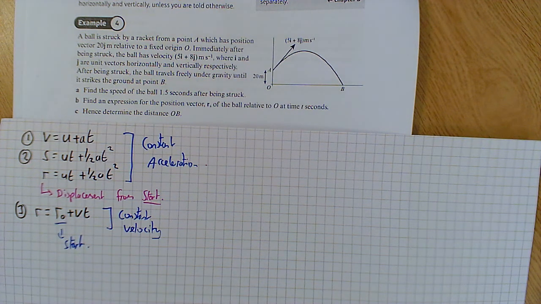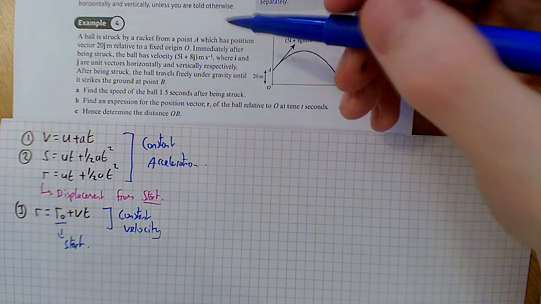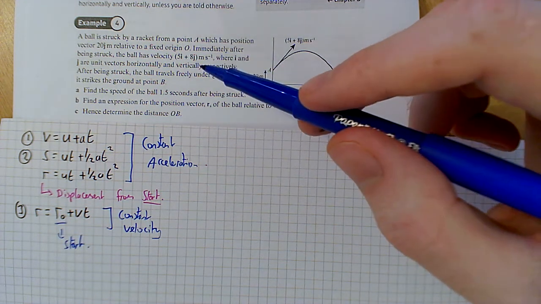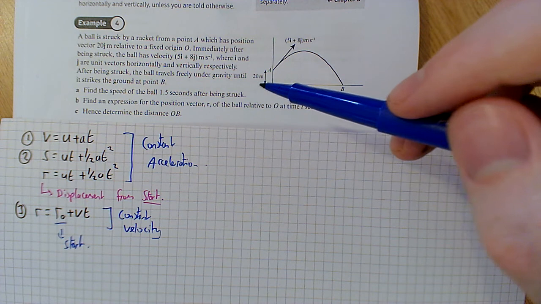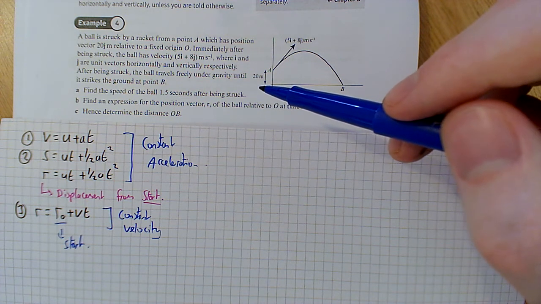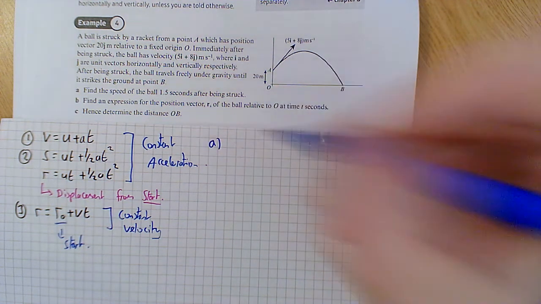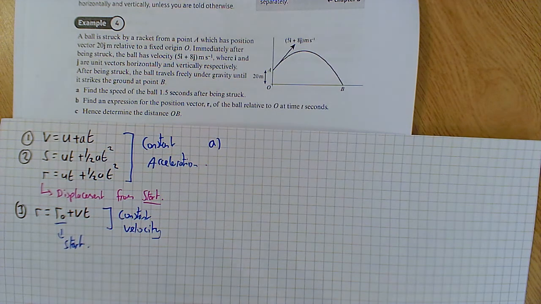So let's have a look at the question. It tells us that we are at an initial position of 20j, and that we're struck with 5i plus 8j meters per second, and it asks us to find the speed of the ball 1.5 seconds after being struck. Okay, so to find the speed of anything, we firstly need to find the velocity, and once we find the velocity, we can take the magnitude of that, and that gives us the speed.